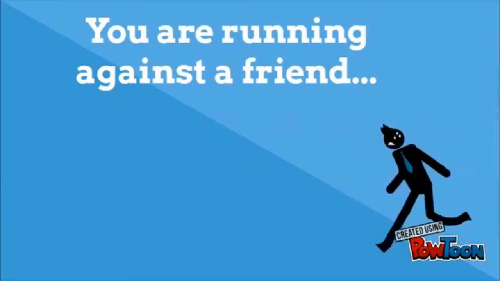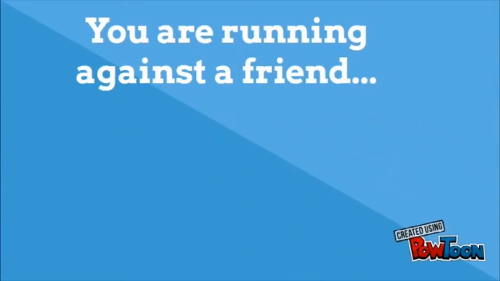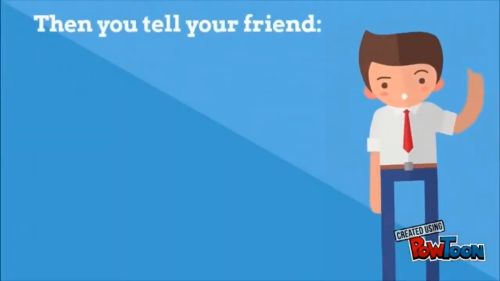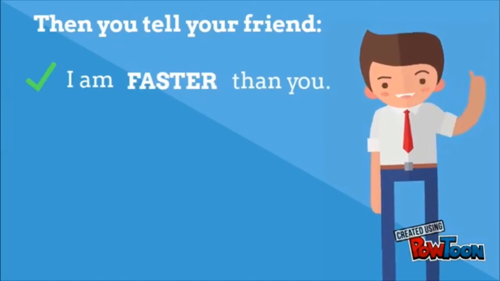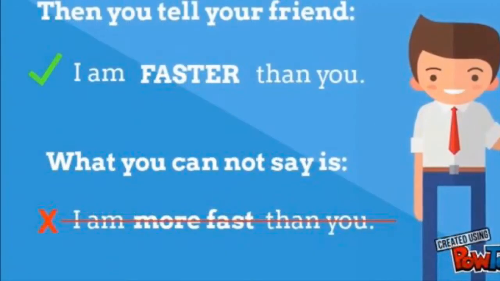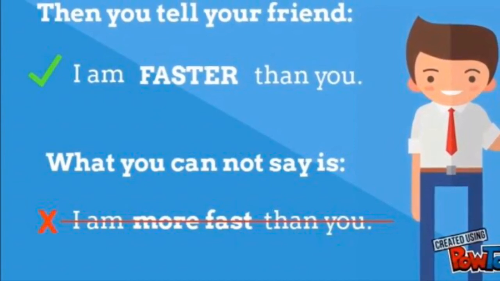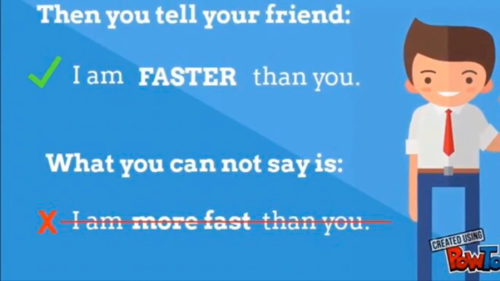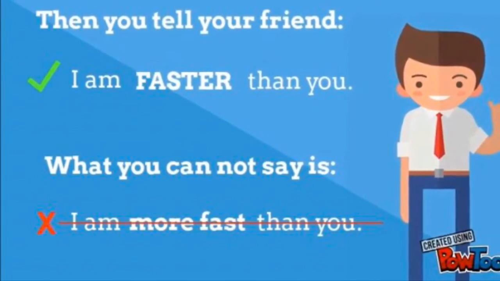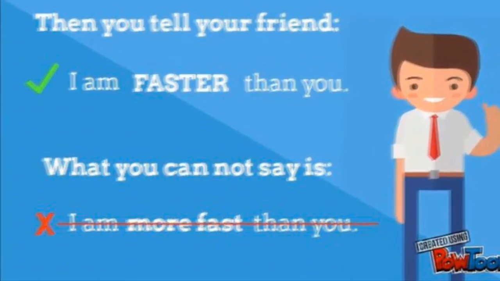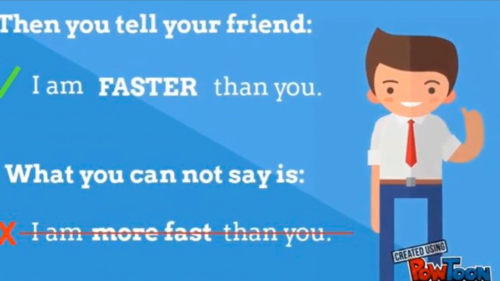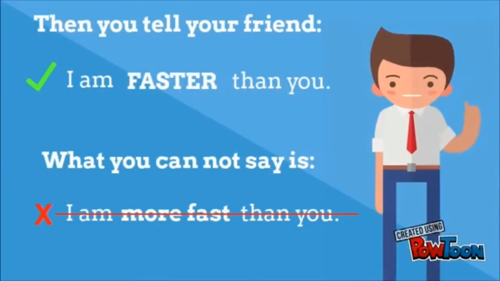Guess you're running against a friend, only the two of you. And then, you win. So, what would you say to your friend? Then, you tell your friend, I am faster than you, which is correct. What you cannot say is, I am more fast than you. So remember, you cannot use more fast. Why? Because fast has only 1 syllable. You have to add ER, faster. Right. Well, moving on.